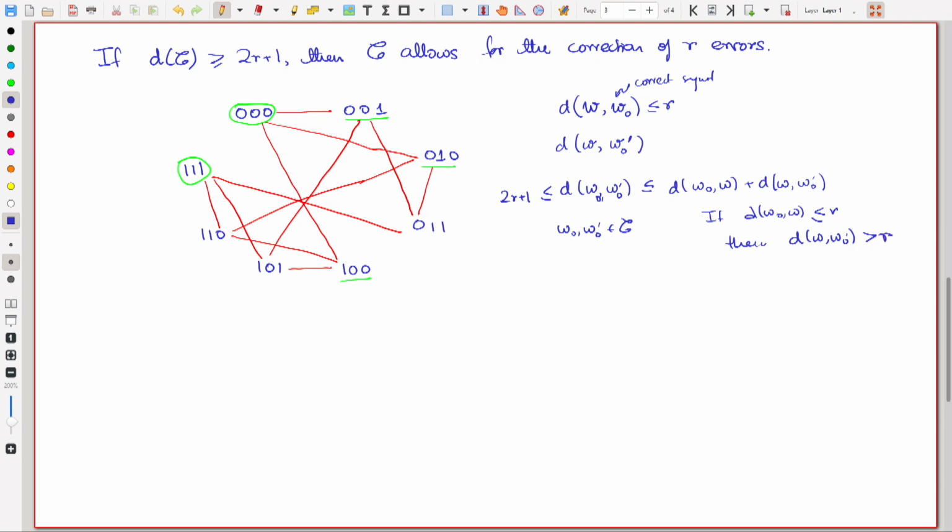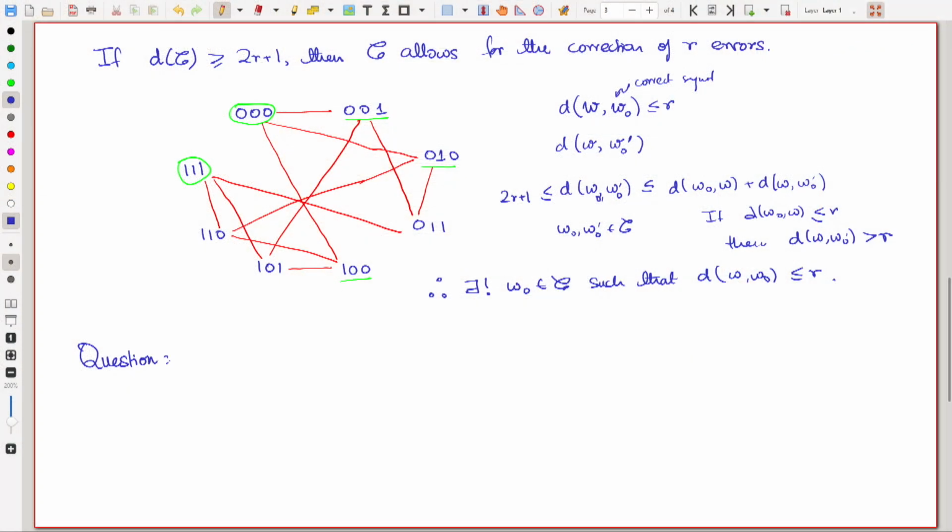This means that there is a unique point in the code which is within a distance r of the word w. Therefore, there exists a unique w naught in C such that the distance of w naught from w is less than or equal to r. So, you can recover the original word uniquely. So, a code with distance greater than or equal to 2r plus 1 allows you to correct r errors.